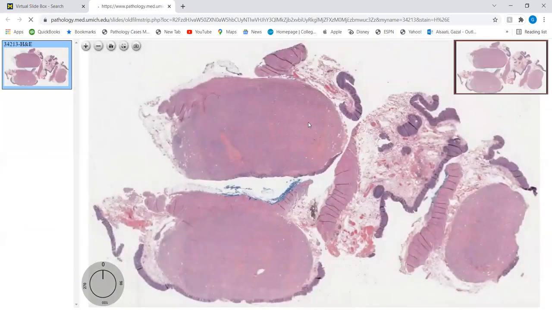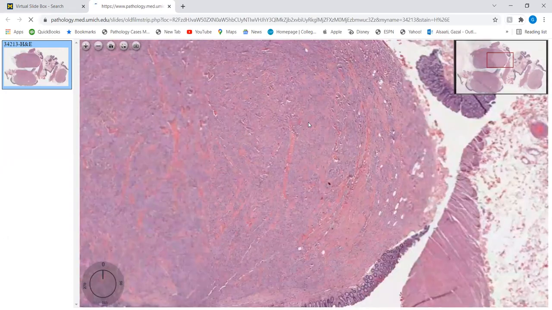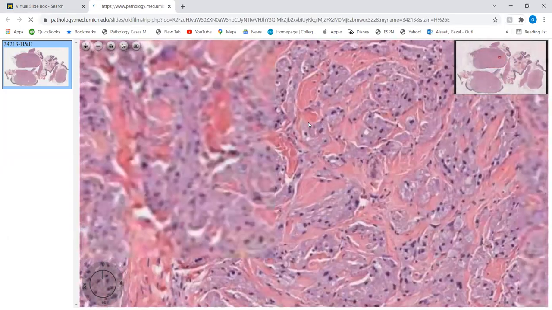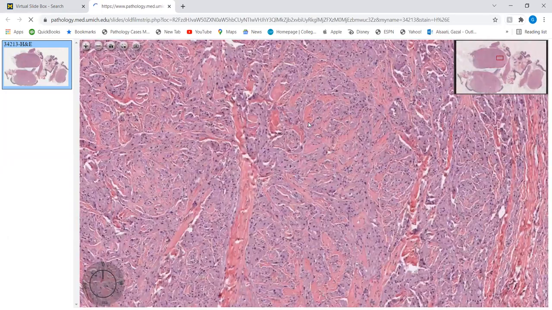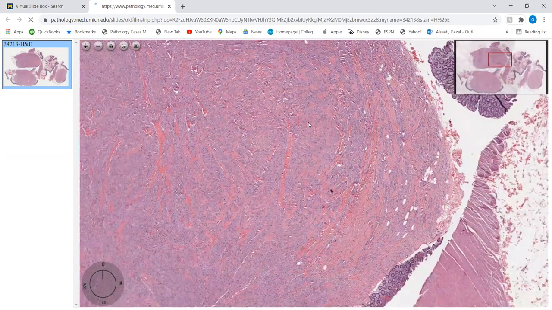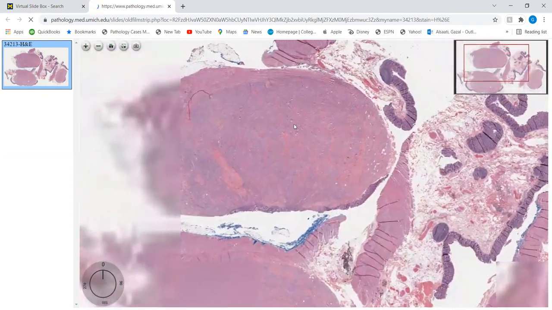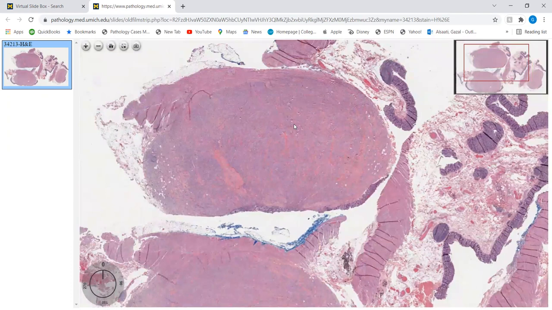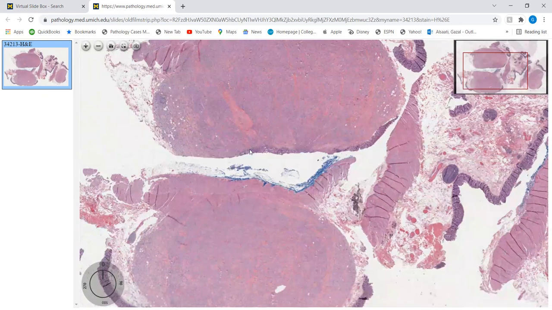Granular cell polyp. Dr. Alsaati, how often do you do IHC for SDH, succinate dehydrogenase? No, I don't do it. Okay.